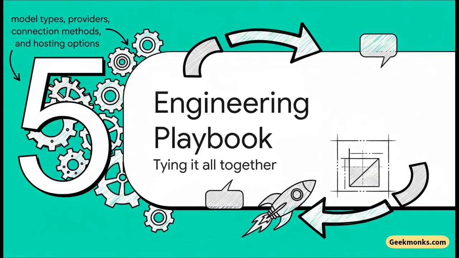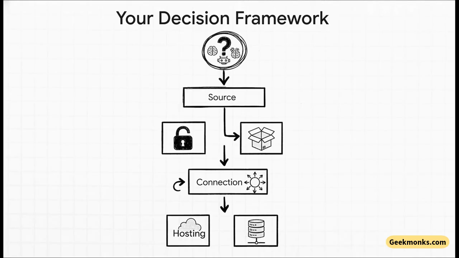Whew. Okay, we have covered a ton of ground. We've talked model types, providers, different ways to connect, hosting options, the whole shebang. So now, let's tie it all together. Let's distill it down into a simple, repeatable playbook that you can use every single time you start a new AI project. And here it is, your 4-step engineering playbook. It's really just 4 questions you need to ask yourself.